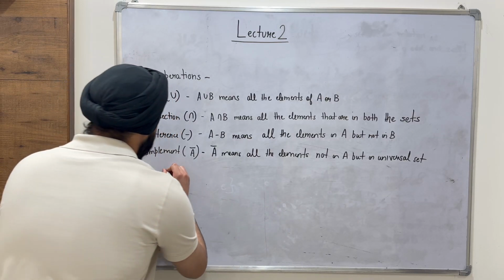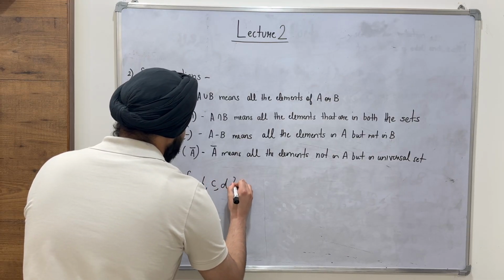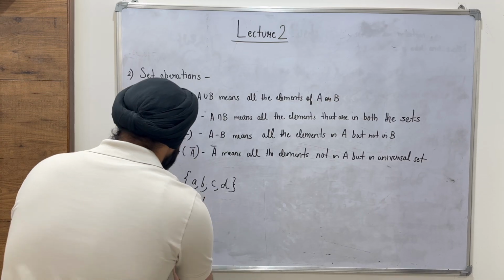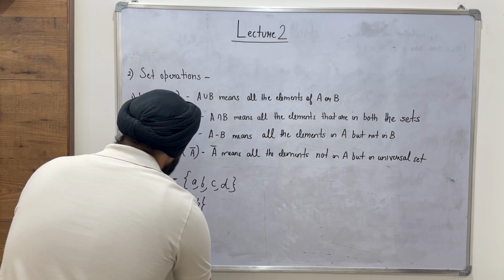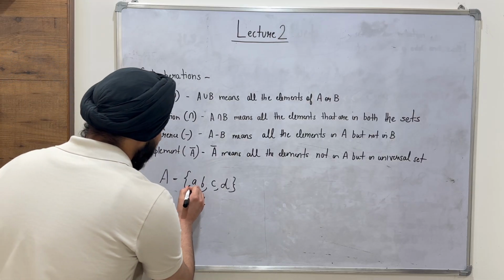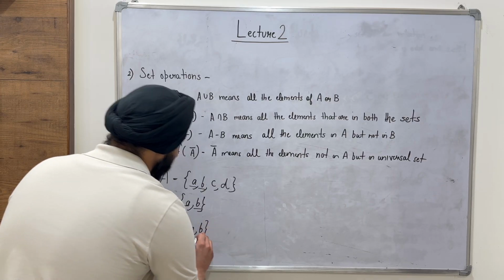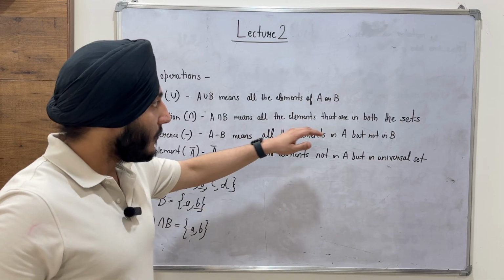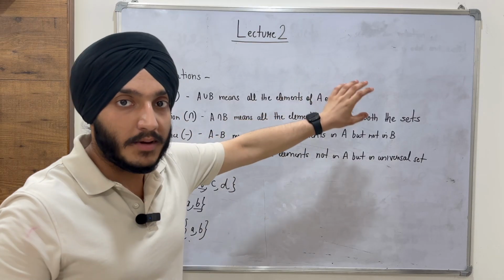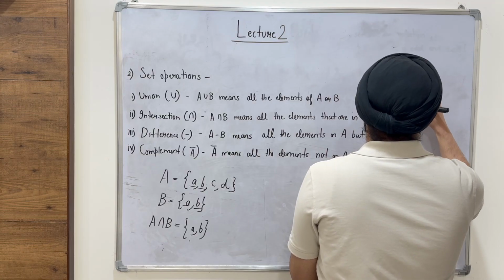So for example, let's say A is {A, B, C, D}, and B is {A, B}. Their intersection would simply be all the elements that they have in common with each other. So if you look at it, they have A and B in common with each other. So this would simply be {A, B}. If you try to look at it, this basically means the elements that are in A or B, and this means the elements that are in A and B.